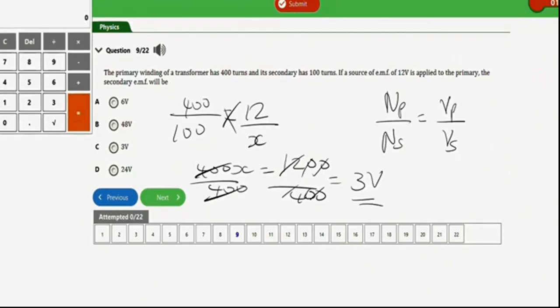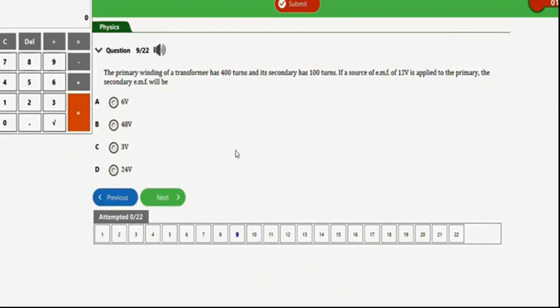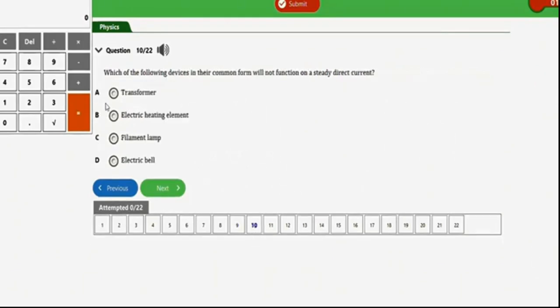Let's wipe this now, solve the next repeated question. So the next repeated question will be this question. It says, which of the following devices in their common form will not function on a steady direct current? We have transformer, we have electric heating element, we have filament lamp, we have electric bulb. So the right option is option A, which is transformer.